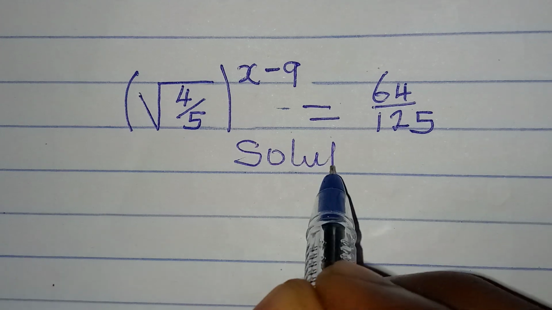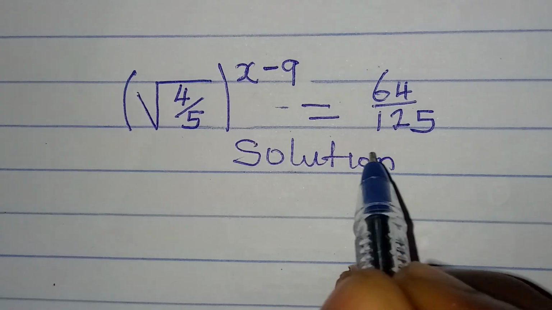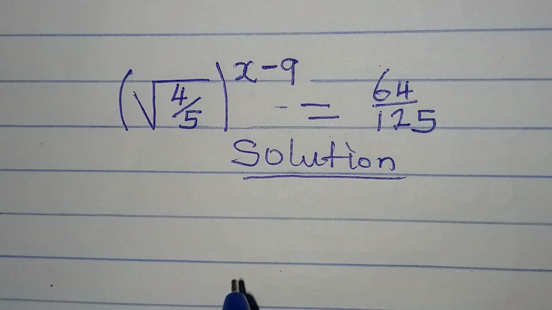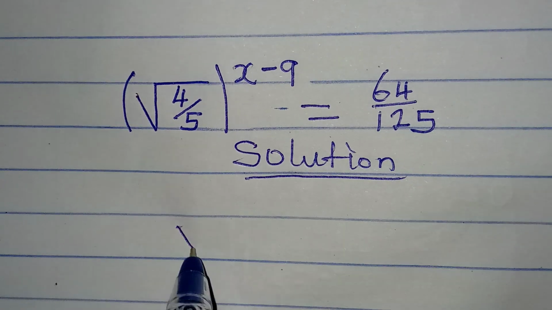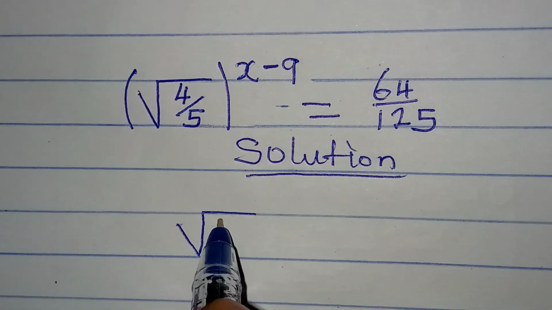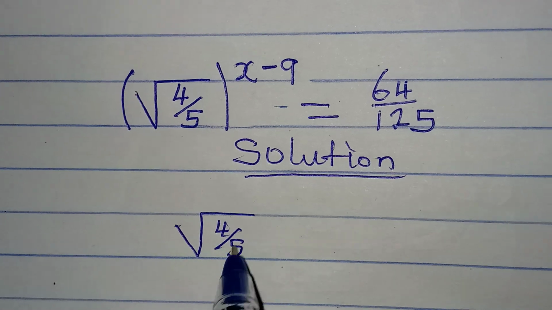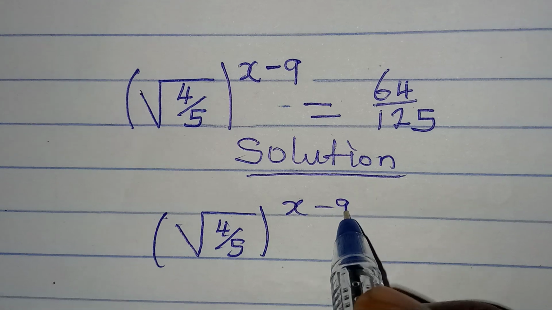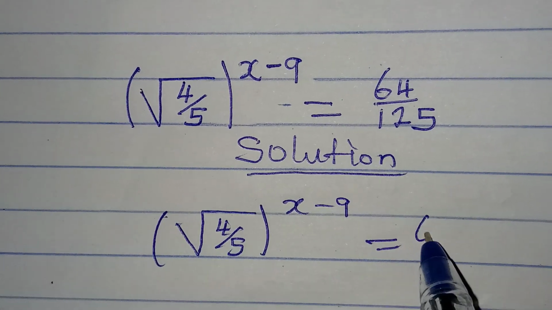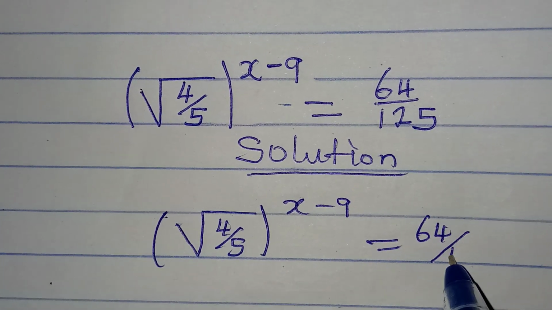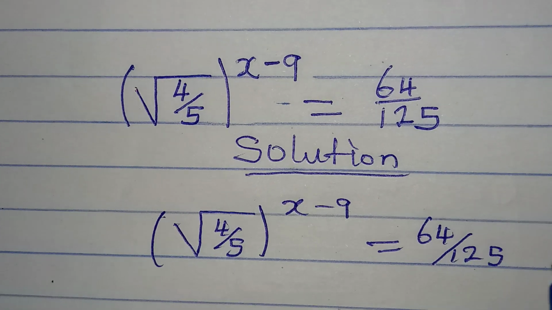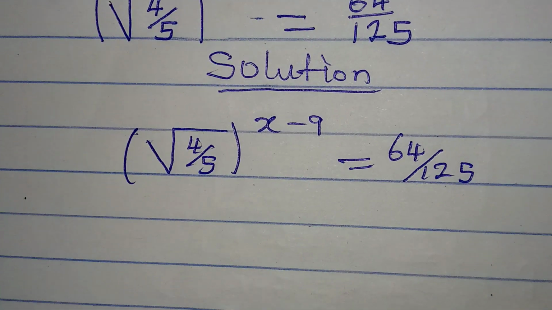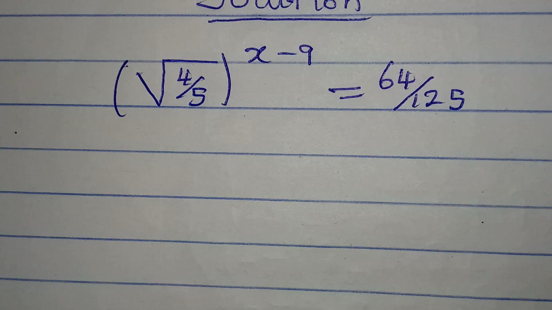Let's solve this problem very quickly. We have (√(4/5))^(x−9) = 64/125. Okay, how do I deal with this?